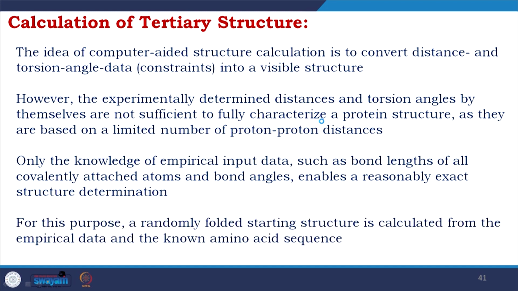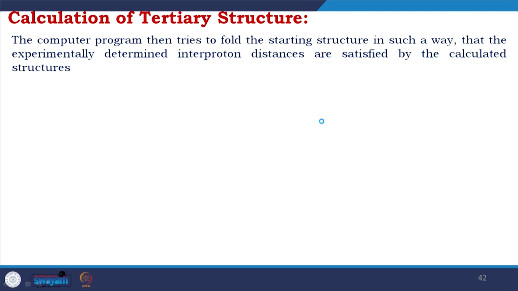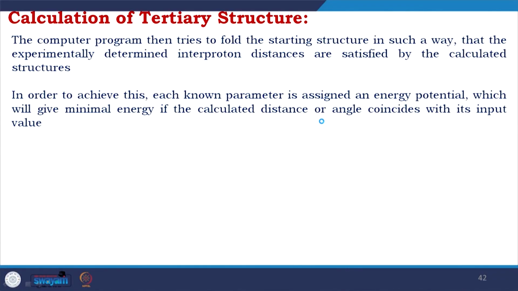To do that, a randomly folded starting structure is calculated from the empirical data and the known amino acid sequence. The computer program then tries to fold the starting structure in such a way that the experimentally determined interproton distances are satisfied by the calculated structure. So, you start with a protein sequence and then you start satisfying the distance criteria which you get from the experiment. In order to achieve this, each known parameter is assigned an energy potential which will give minimal energy if the calculated distance or angle coincides with its input value.